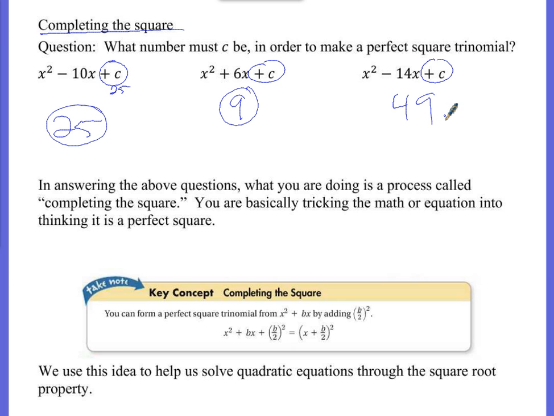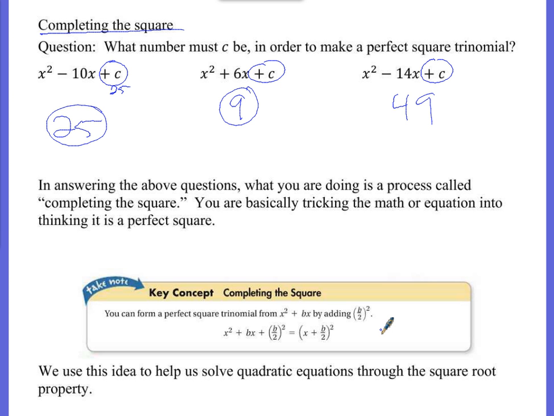Okay, this is the important thing. Now, in answering the above questions, what we are doing is a process called completing the square. You are completing the square when you take this number, divide it by 2, and then square it. You've made a perfect square trinomial. You're basically tricking the math, or tricking the equation, into thinking that it's a perfect square when really it wasn't to begin with. Okay? It's like magic.